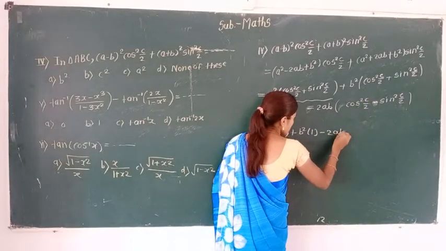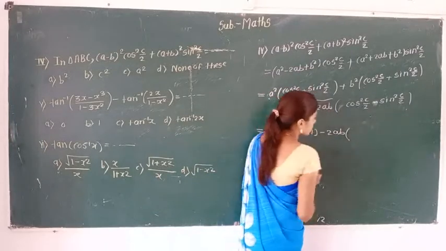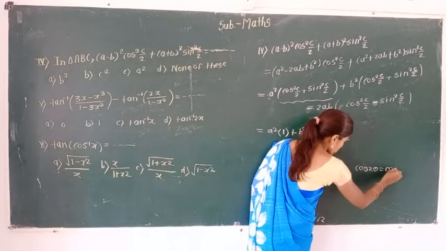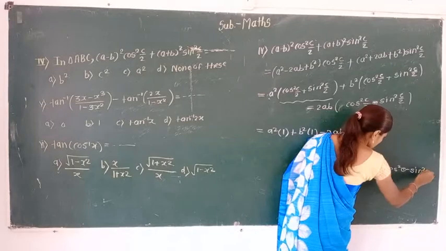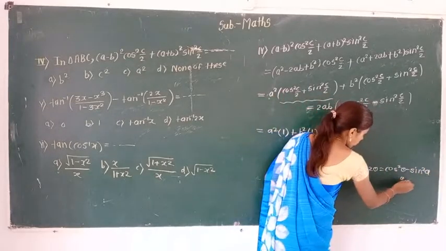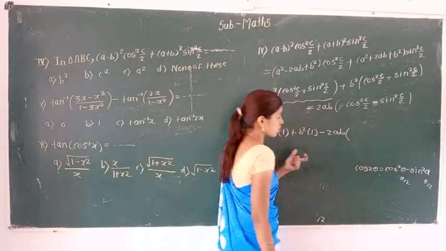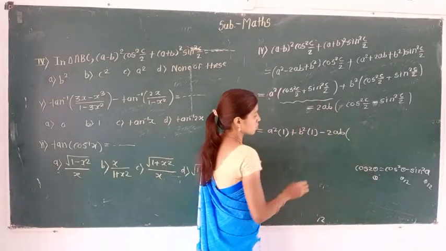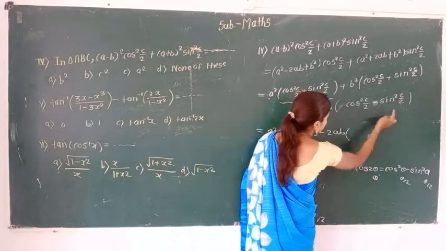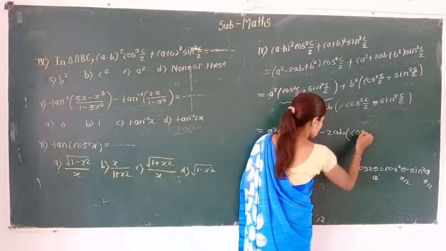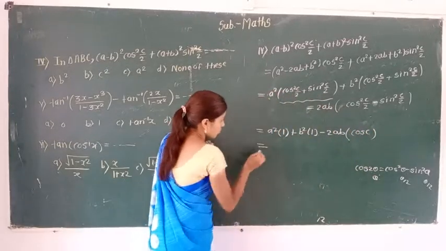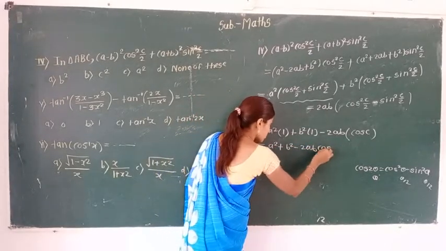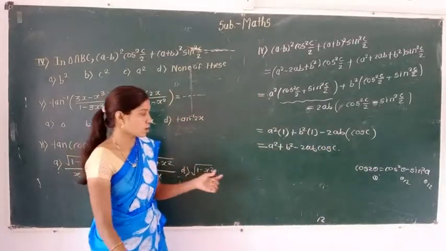Take minus 2ab as it is, and here we use the double angle formula. We know that the formula for cos 2 theta is cos square theta minus sin square theta. But here it is the half angle, so this angle will transform into half. The half of 2 theta is theta. So use this formula in this bracket, we can write cos C. Now we will write a square plus b square minus 2ab cos C, and we know the cosine rule.